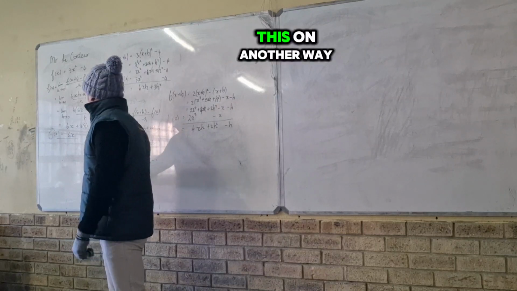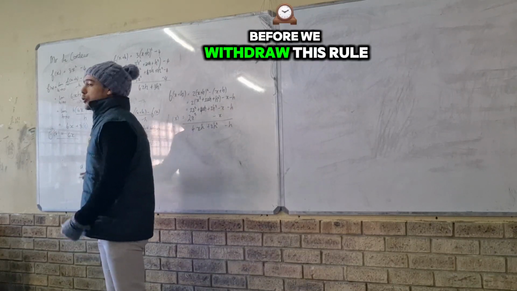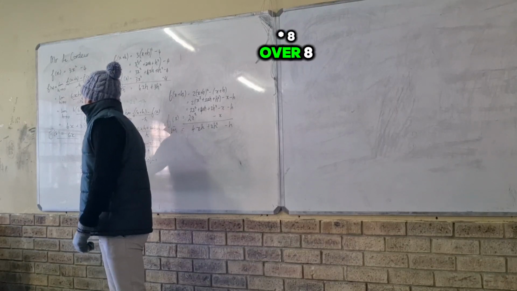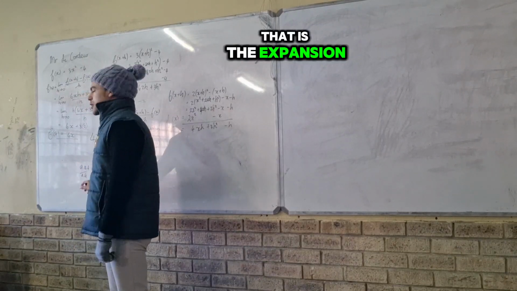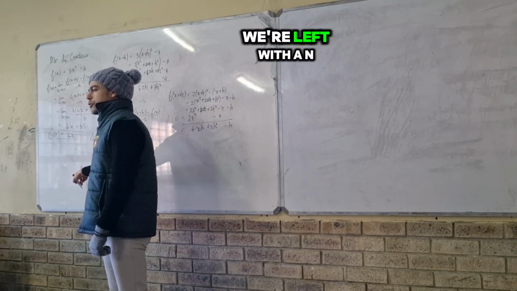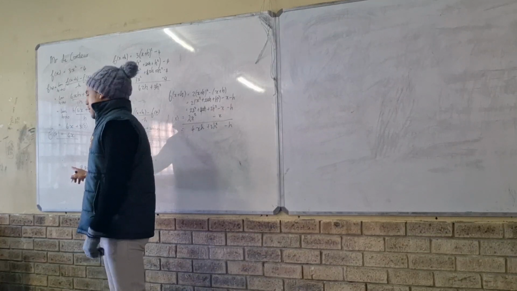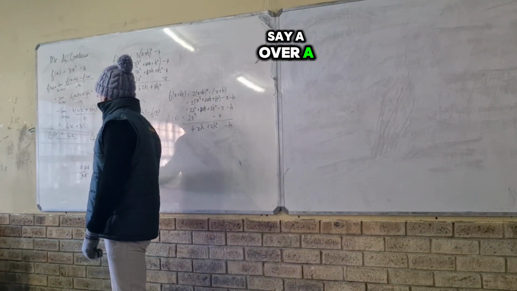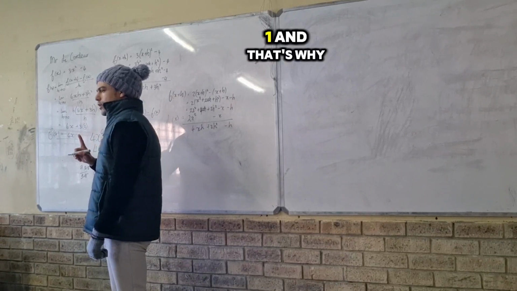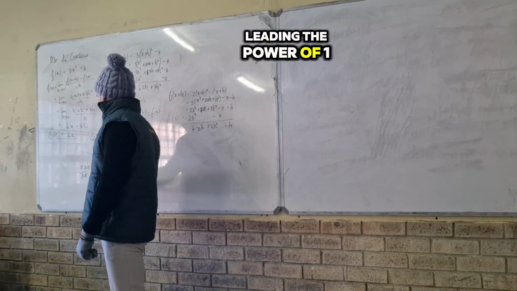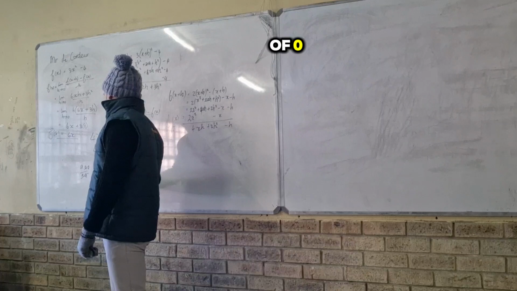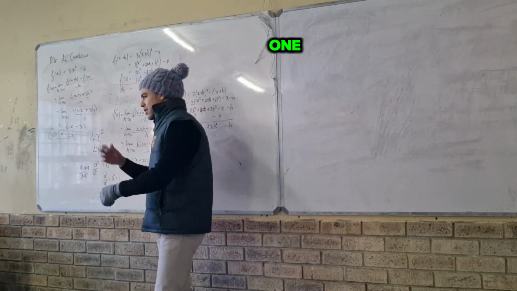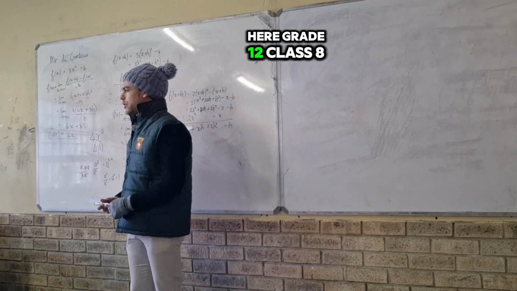But if you look at this another way, before we were taught this rule, we actually had it as a times a times a over a times a. That is the expansion. Then these 2 cancel out, and what am I left with? A. And if I have the same thing, a over a is going to be 1. That's why anything to the power of 0 is 1, because 1 minus 1 equals 0. Mathematics is sneaking in here, grade 12 class, eh?